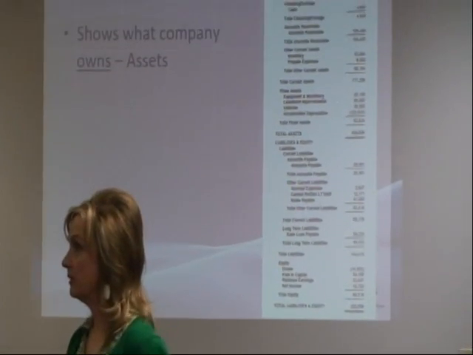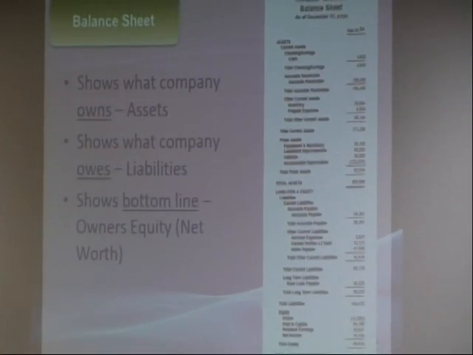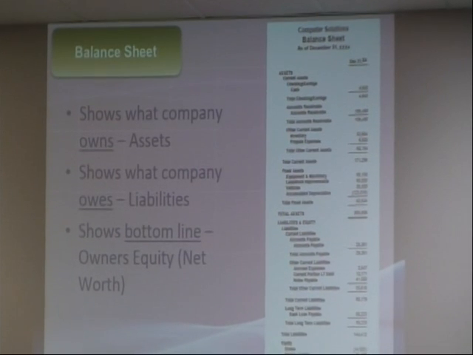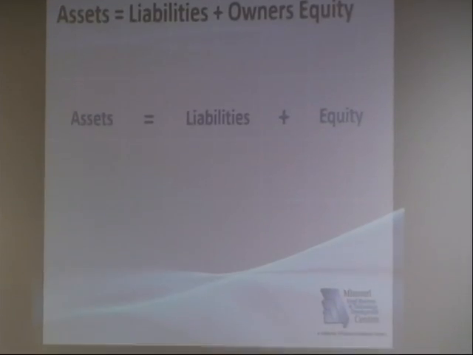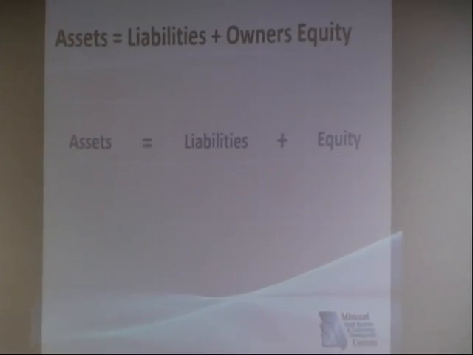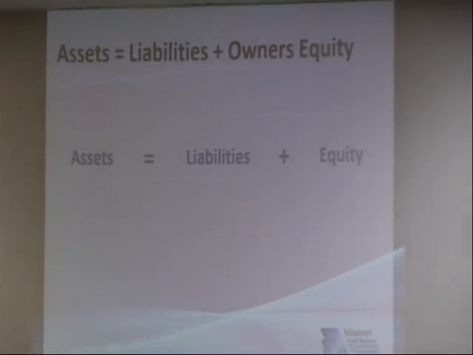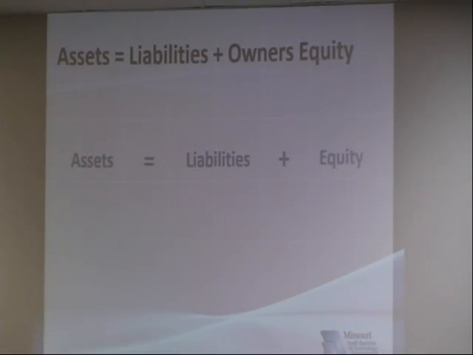Again, what the company owns, what they owe, and the bottom line, the equity position, at a point in time. This is a big equation. This will help you in the long run, thinking this through. Assets equal liabilities plus net worth, or equity. Remember what assets are: what the business owns. Liabilities are what they owe, and the difference is the equity position.